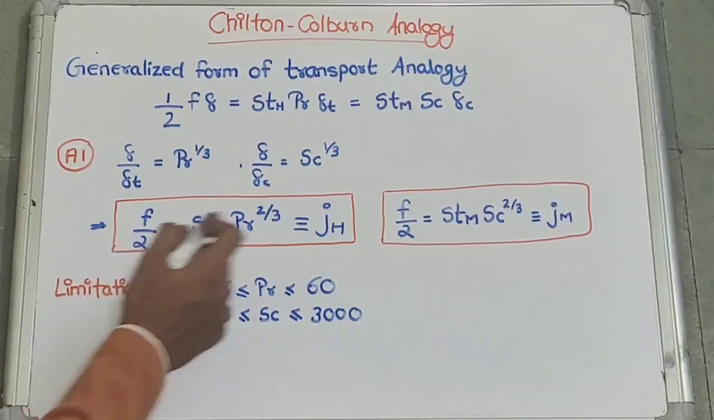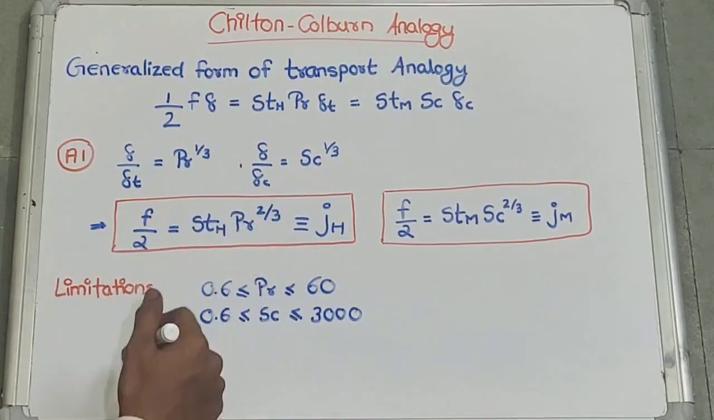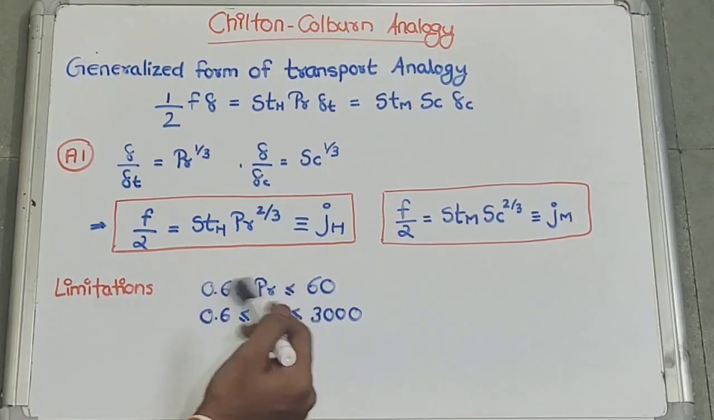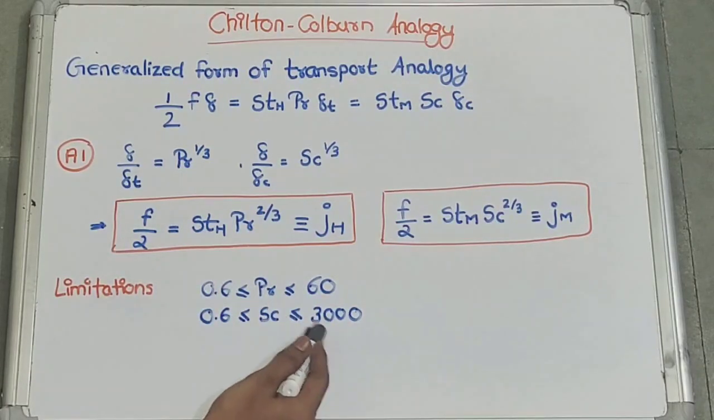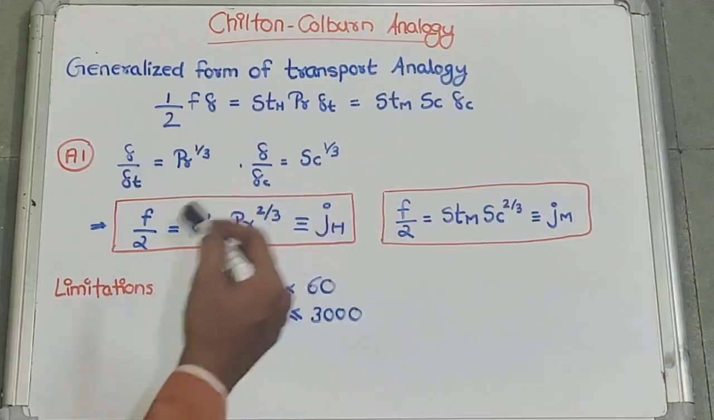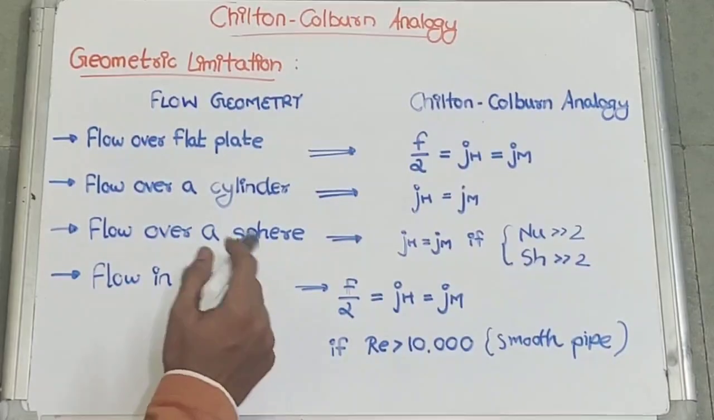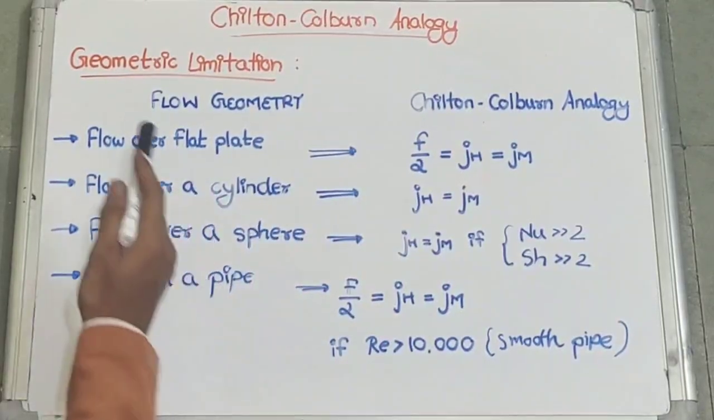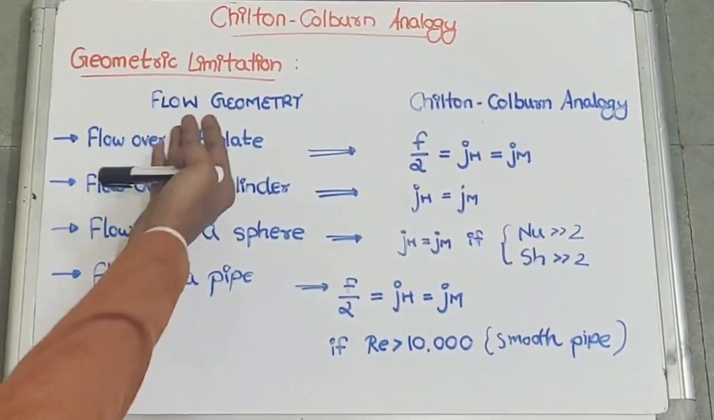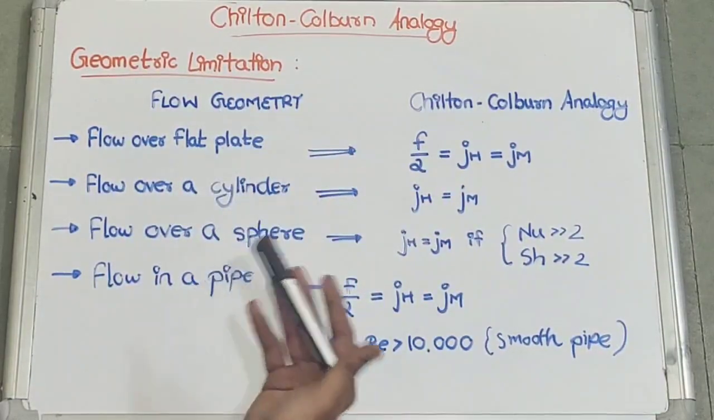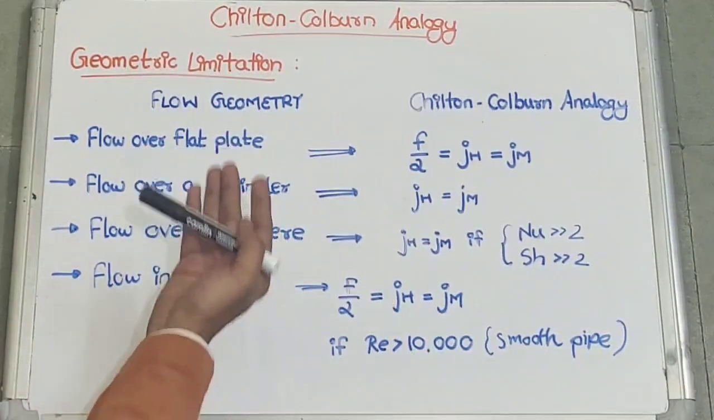Next, the limitations of these two equations is that the range of Prandtl number should be between 0.6 to 60 and the range for Schmidt number should be between 0.6 to 3000. So these are the limitations for Chilton-Colburn analogy, and these are the two equations. After the derivation of Chilton-Colburn analogy, let's look at its geometric limitations. These are the four types of flow geometry which are given and the corresponding Chilton-Colburn analogy. So let's look at them one by one.